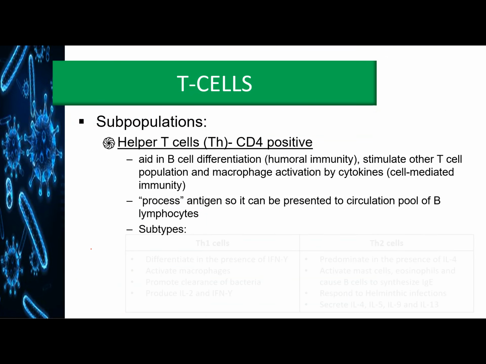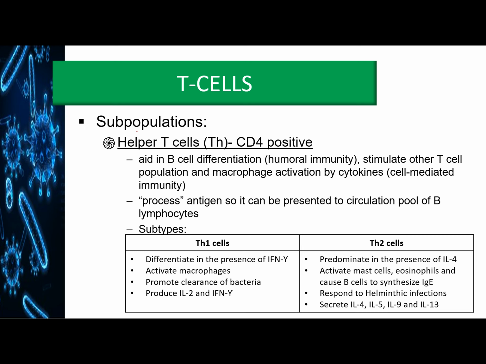Now let's go to the different subpopulations one by one. The first one, class, is the CD4 positive, also known as your T helper or your T inducer. Now, it stimulates B cell differentiation, stimulates other T cell population, and macrophage activation by cytokines. So siya yung tumutulong, class, for your B cell to either become a plasma cell or a memory cell. It also stimulates other T cell population. So, tumutulong siya maging activated yung T cytotoxic, T suppressor, and macrophage activation by cytokines.